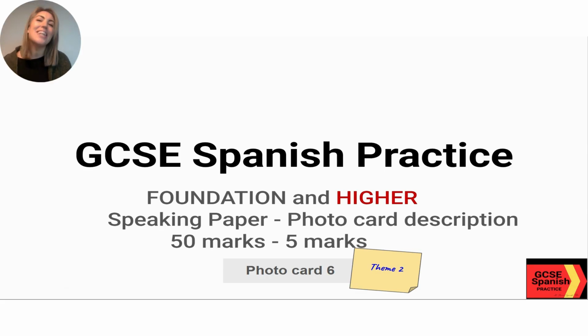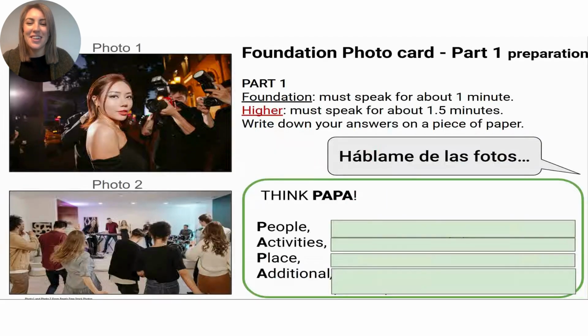My name is Marina and today we're going to take a look at photo card 6, which is on theme 2. We're going to basically look at 2 photo cards and do that part without the unprepared questions. So just commenting on the 2 photo cards in Spanish, and this is good for both foundation and higher. Vamos! Bueno, so today we have this set of questions.